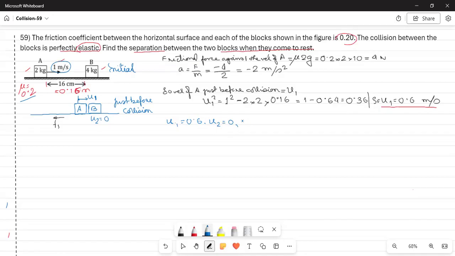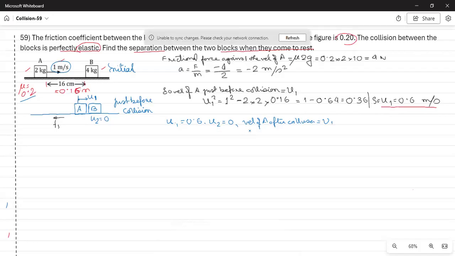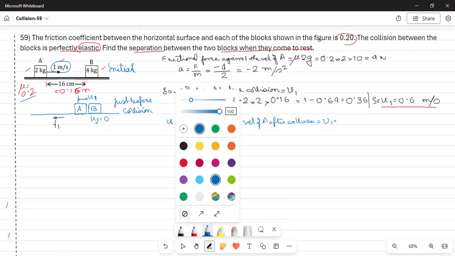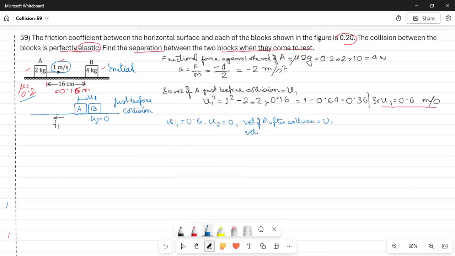And after collision, let the velocity of A after collision be v1, and the velocity of B after collision be v2.